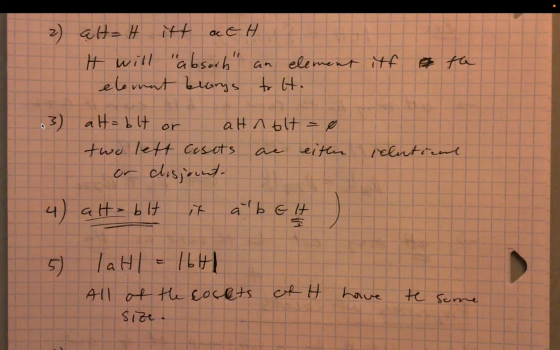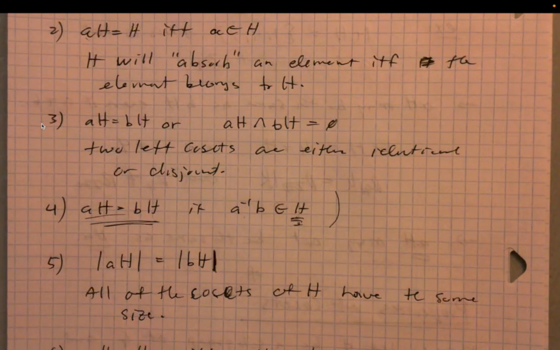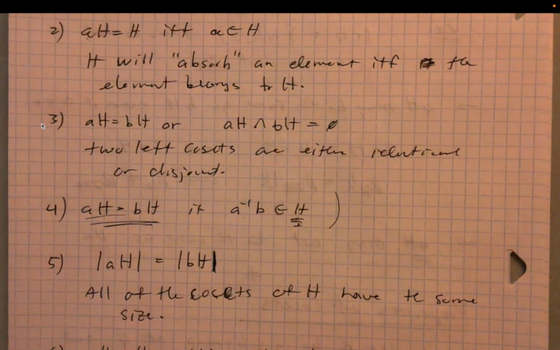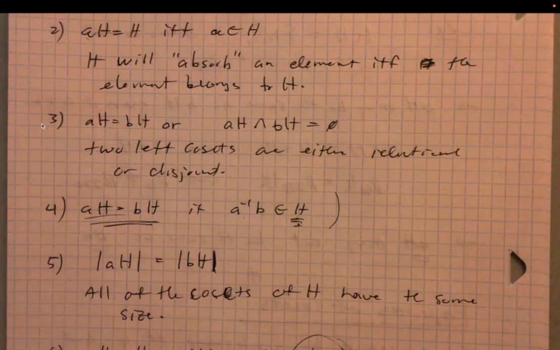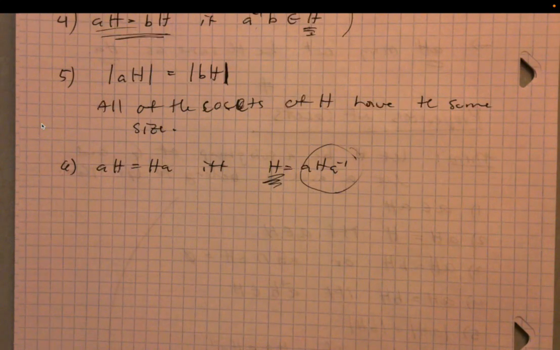And 6, AH equals HA if and only if H equals AHA inverse. What are we talking about here? Well, this is similar to item 4. Here we're transferring a question about equality of cosets of H to a question about H itself. If I want to know if the left and right cosets agree, I just need to know that a particular item is in H.